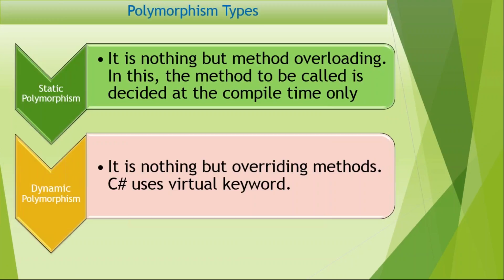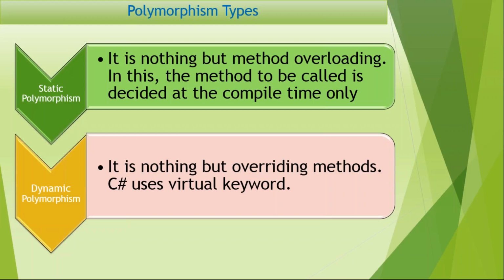We basically have two types of polymorphism. They are static polymorphism and dynamic polymorphism. Static polymorphism means we create methods of different signatures but with the same name. We call it static polymorphism, and also method overloading. Just remember, method overloading or static polymorphism means two or more methods with the same name but different signature. Here signature means it can be a different return type or a different number of parameters of the methods with the same name.